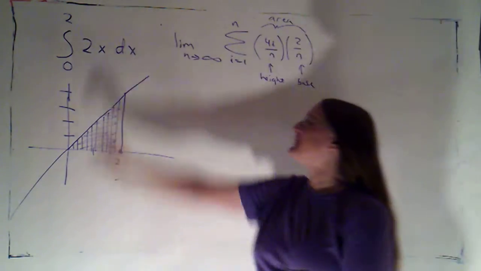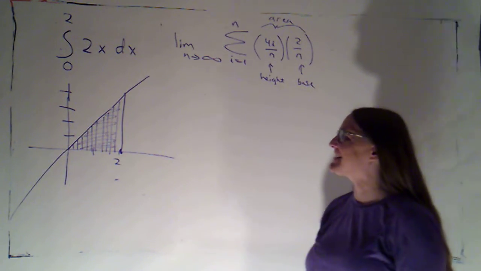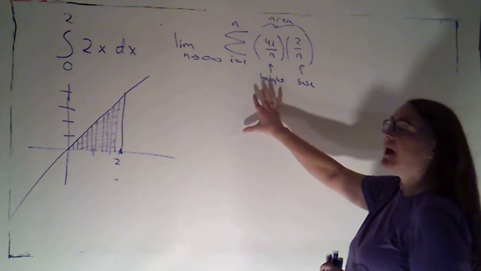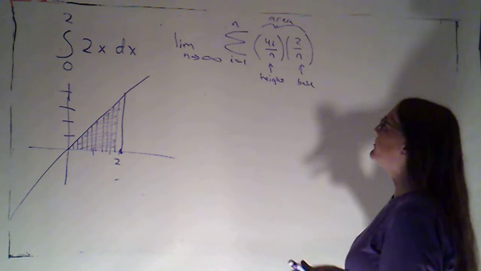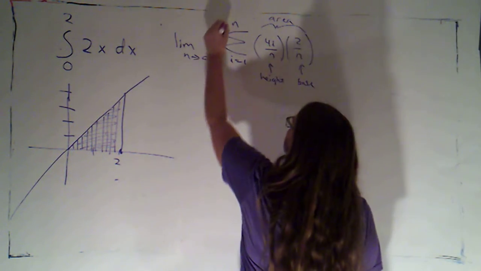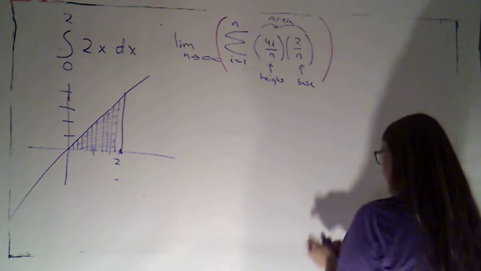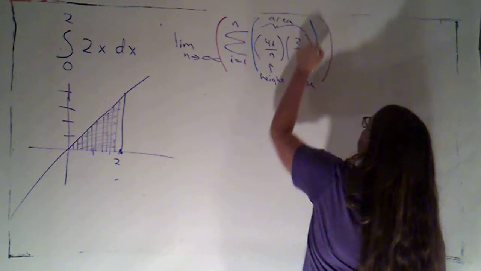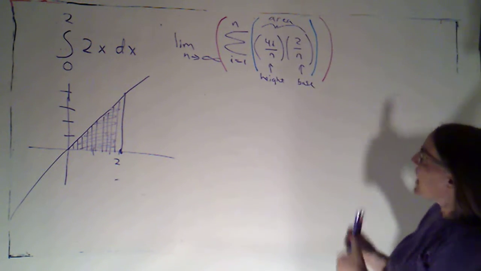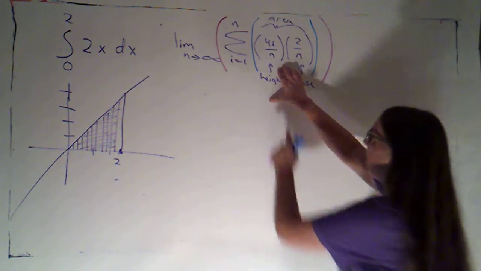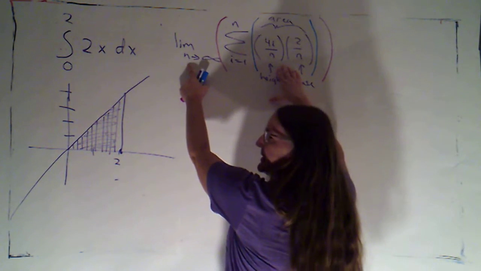Okay, we are continuing our quest to find the integral from 0 to 2 of 2x dx. We have determined that it is the limit of this Riemann sum. And I want to point out that once you've got your limit of your Riemann sum set up, we basically have the limit of a sum of an area. So I've got these parentheses to sort of section things up. I'm calculating areas, then I'm adding them up, then I'm taking the limit.